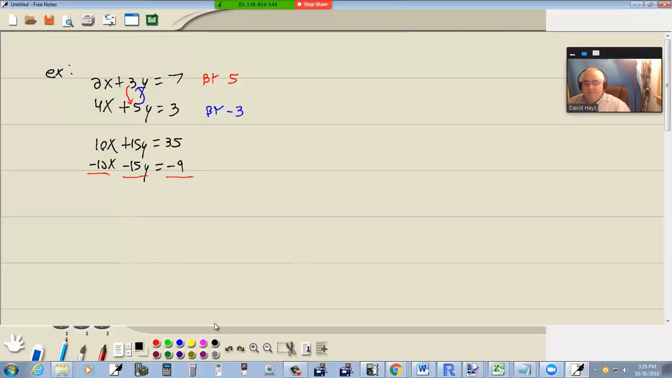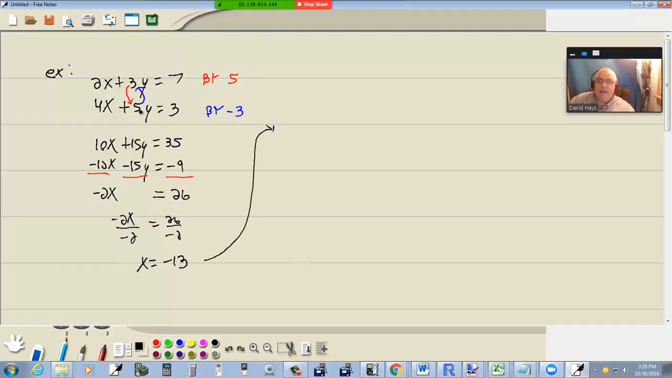And now if we were to add them, 10x minus 12x is negative 2x. 35 minus 9 is 26. That actually works out halfway nice. Well, maybe I will finish it. Divide both sides by negative 2. Then we get x is equal to negative 13.